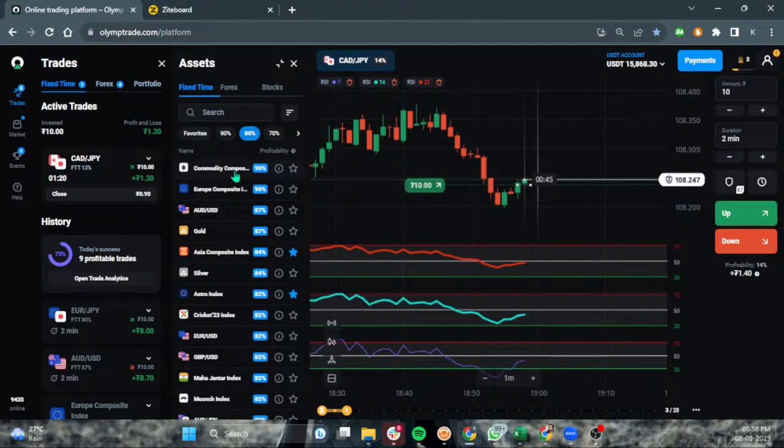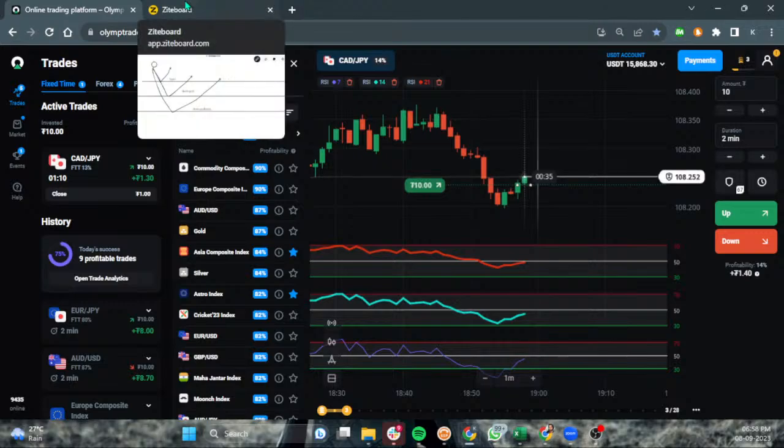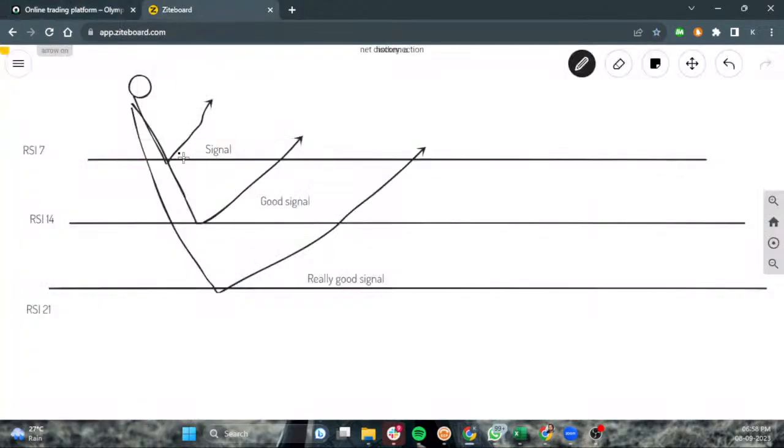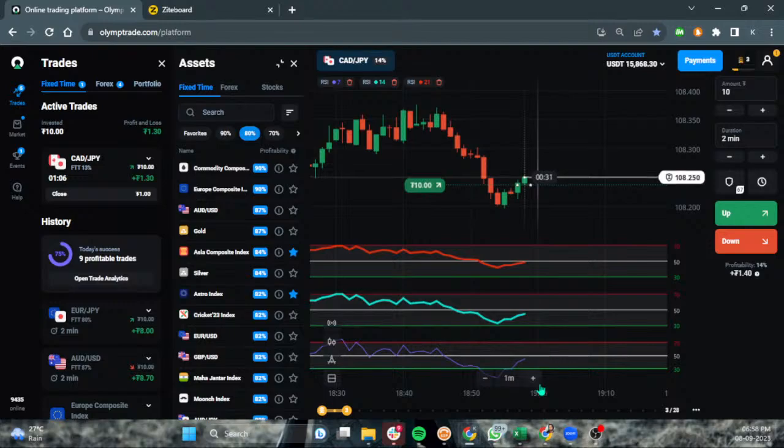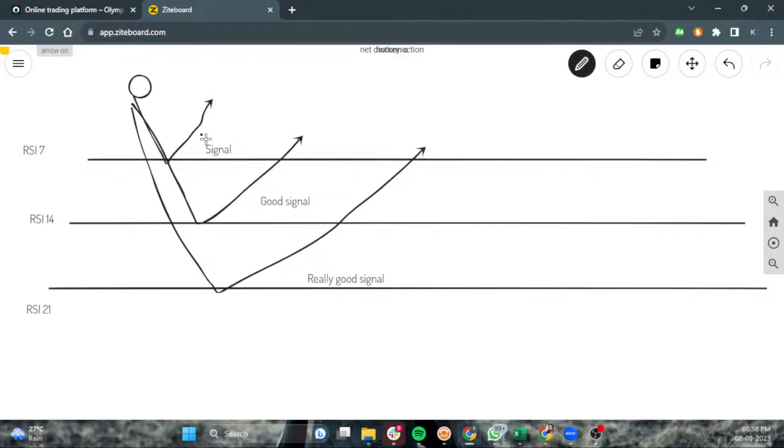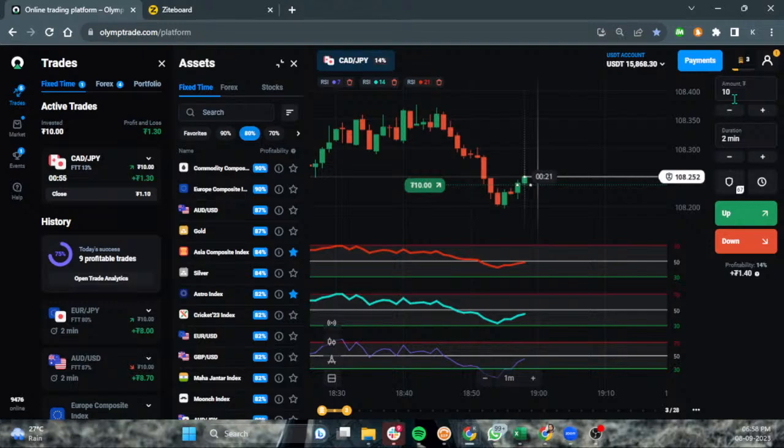Samir Kumar Dash is asking, RSI 21, RSI 14 is at 50 level, but RSI 7 is at 30, then why take a trade? Okay, Samir, let me clarify one point over here. First of all, a wonderful question to ask. If you look over here, I mentioned that if RSI 7 is nearby 30 or 70, you can open a trade. But that is not a great signal, it is a signal. So that's why, if you recall, I reduced the amount to 10 USDT, because it was not that good.